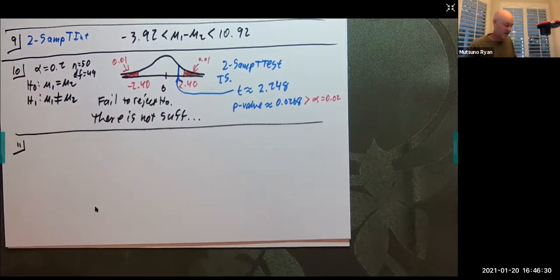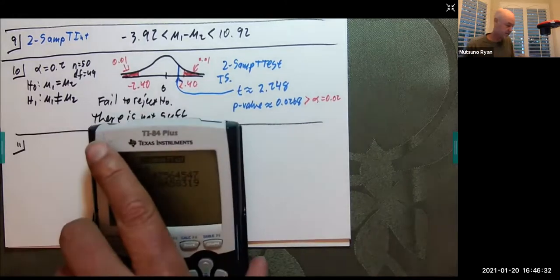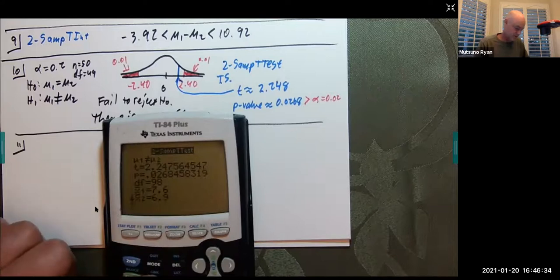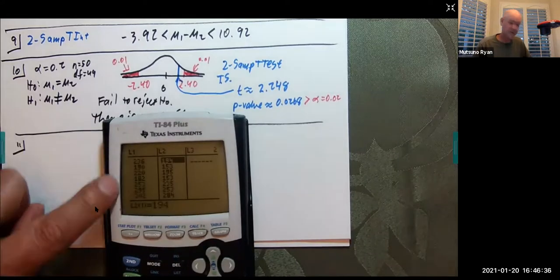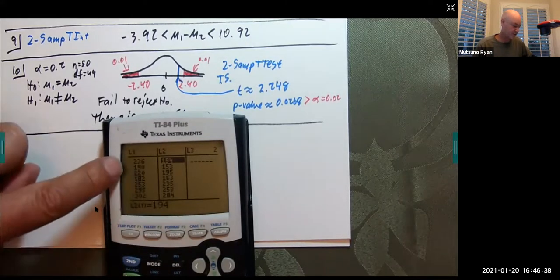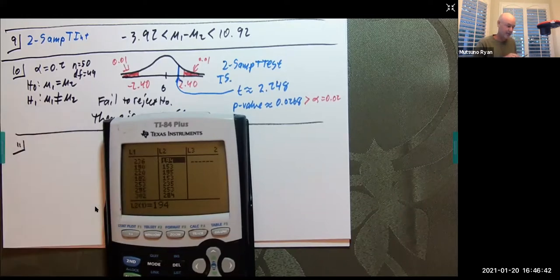And I have loaded already into here list 1 and list 2. So list 1, you can see, is the 236. The list 2 is the 194. You may need to pause this video so that you can put the data in. But I'm going to show you a little trick.